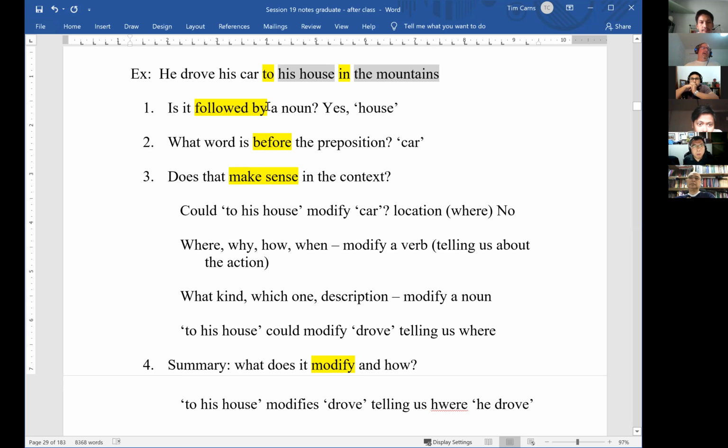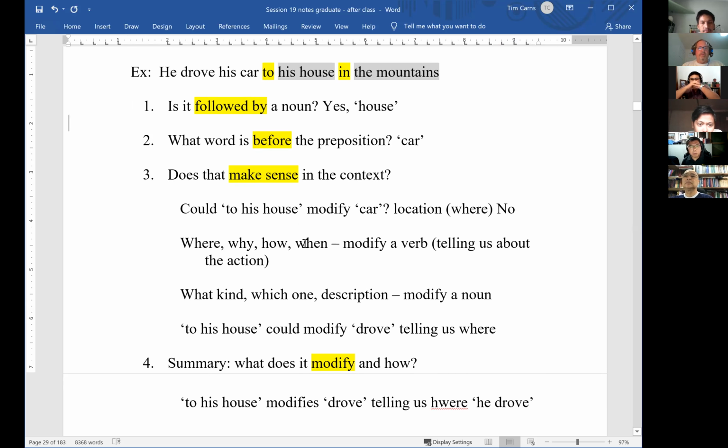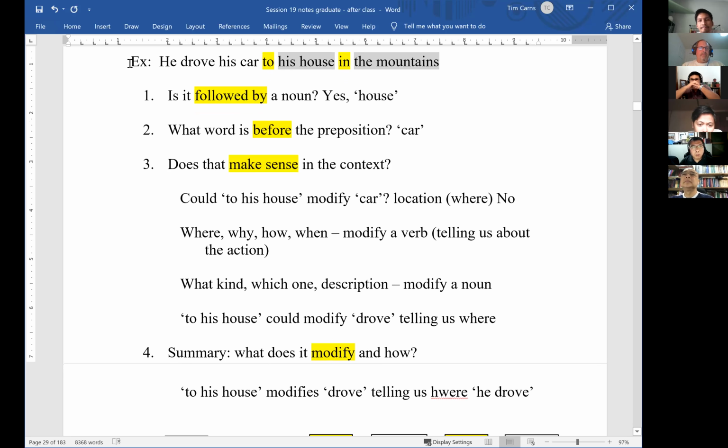Now, when we have a larger passage and more phrases and sentences, then the context helps us a little more. I know these examples I'm giving you are just one sentence, so that makes it a little harder in some ways. Oh, we didn't do "in the mountains," did we? Forgot about that one. Let's do that real quick.